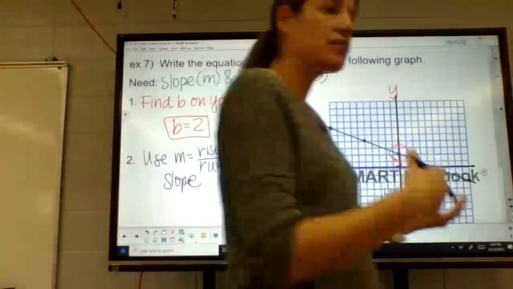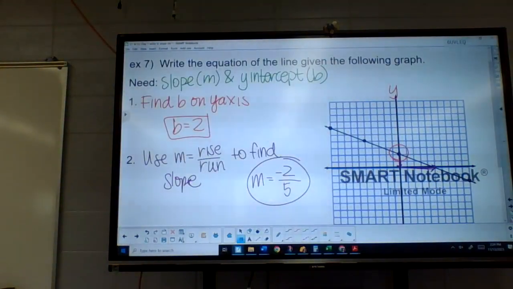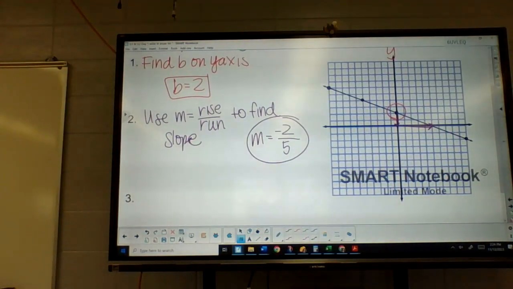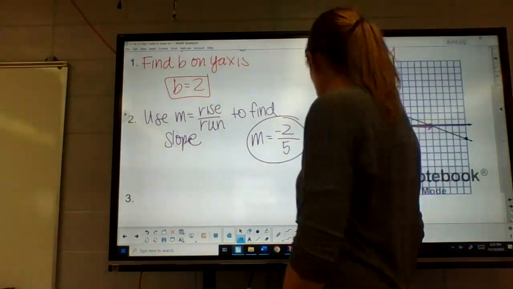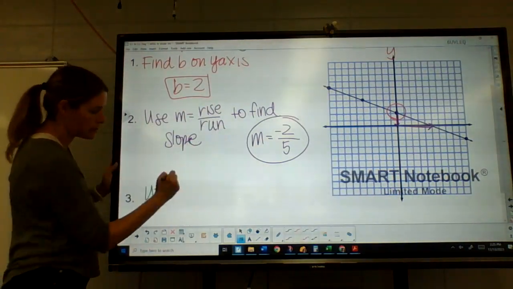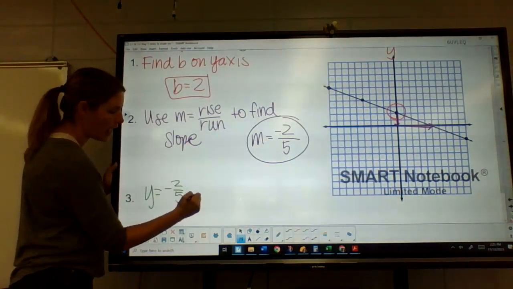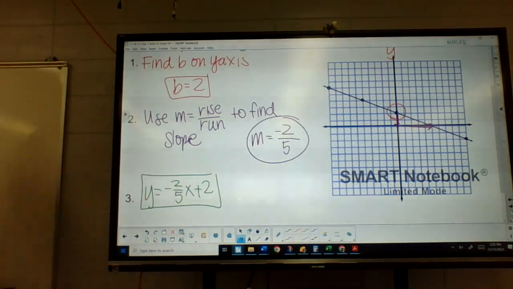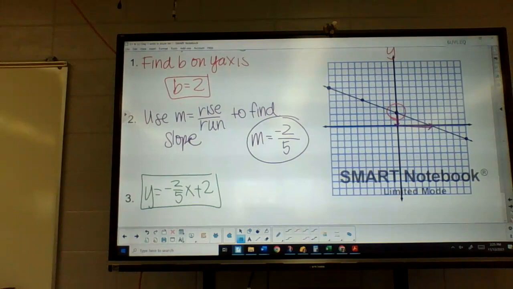Now, once I have the slope and the y-intercept, we should be able to write our equation. We should be able to write our y equals mx plus b just from this graph. So y equals -2/5 x plus our b. We just put our m and b back into the equation.